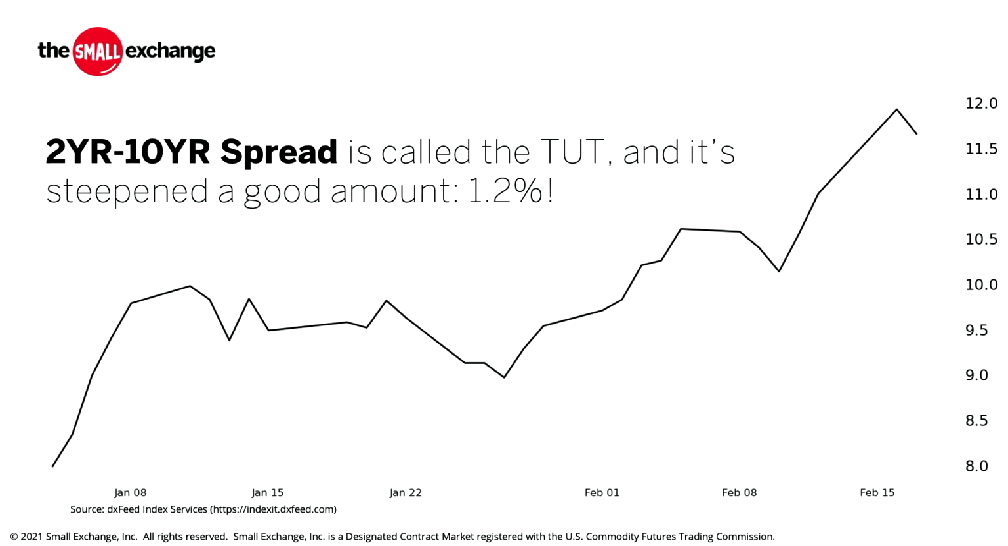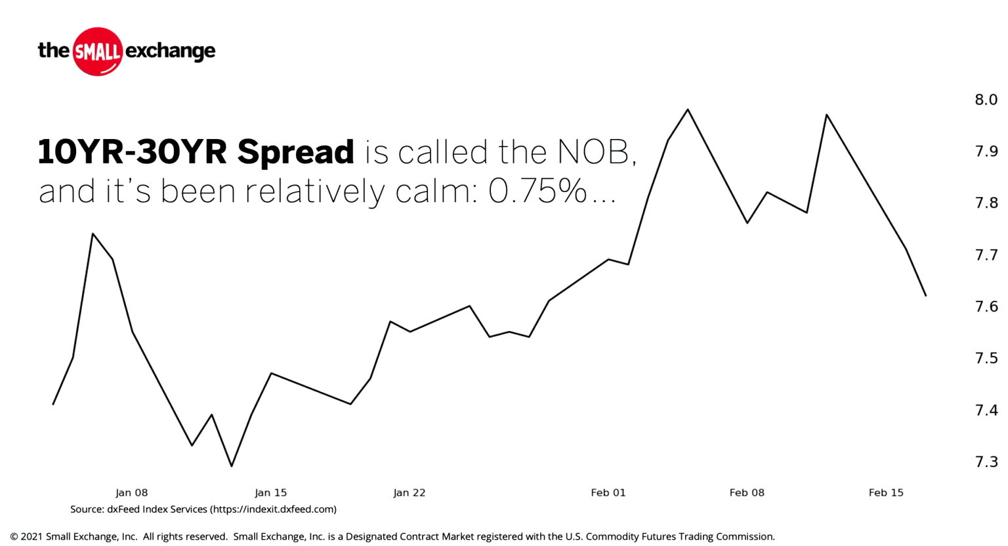This is the TUT, just pretty straightforward, steepening throughout. And here the NOB, you got some steepening to start off 21, then some flattening, and then a healthy amount of steepening. We're seeing more flattening the last couple of days here. And so, yeah, those are the ideas behind steepeners and flatteners, what they look like in the market.